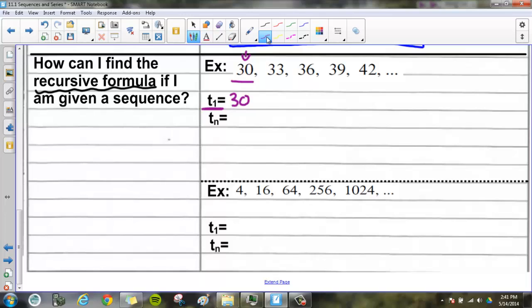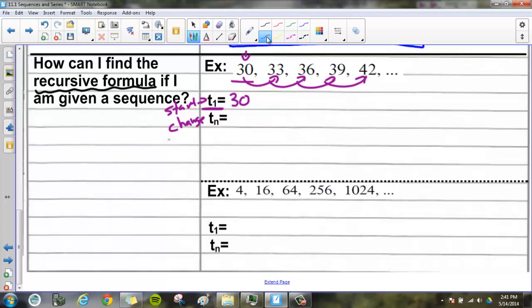Now we got to figure out our change. Remember, this is our start right here. Now we got to find out what's the change from each term to the next. Well, how do we change from going 30 to 33, and from 33 to 36, and from 36 to 39, and to 42? What's the pattern?